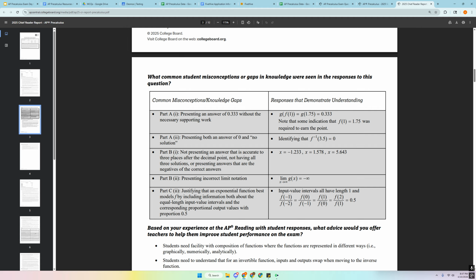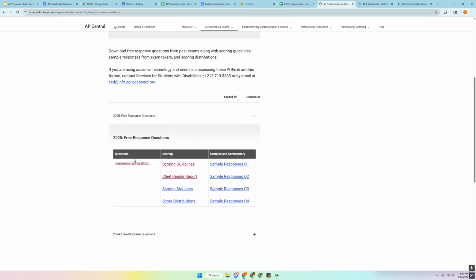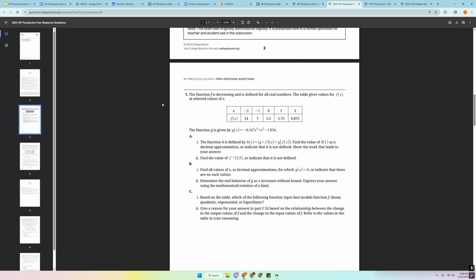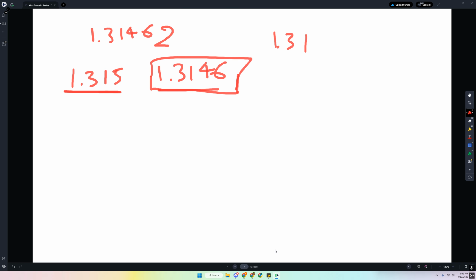And remember to show your work. Even if you got 0.33, you should always show your work, like doing g of f of 1, then g of 1.75. So I can make 1.2346. I would recommend just writing all of them. I'd say it's safer always just to go to 4 decimals so you don't lose the point, because if you forget to round, then you lose the point.